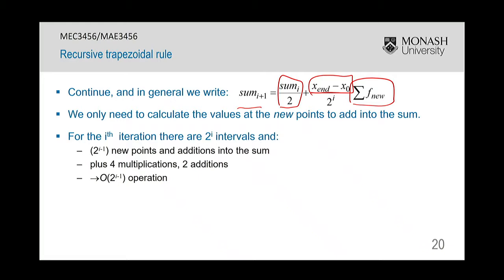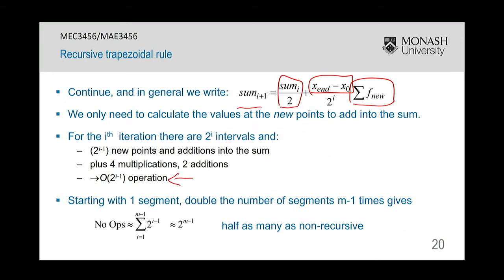For the ith iteration, there are 2 to the I intervals and 2 to the I minus 1 new points and additions into the sum. Plus, there's a few more multiplications and a couple of additions, but it turns out it's of order 2 to the I minus 1 operations at that level. And if you start with one segment, you double the number of segments m minus 1 times, the number of operations scales like 2 to the m minus 1. So that's half as much work as doing the non-recursive trapezoidal rule.